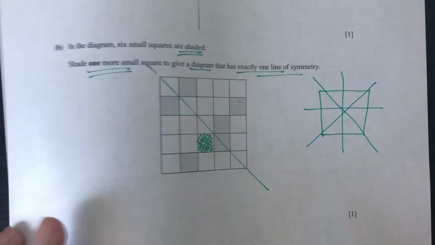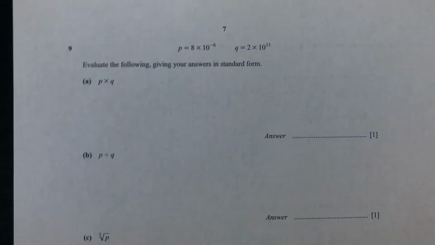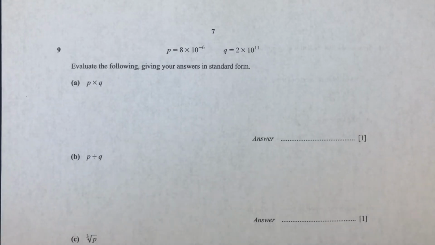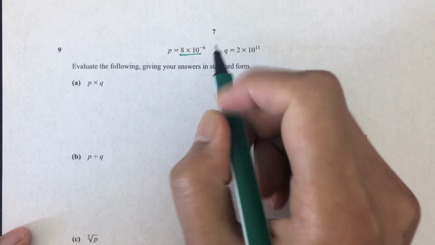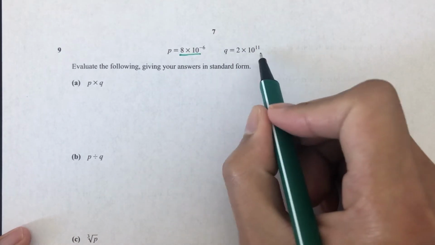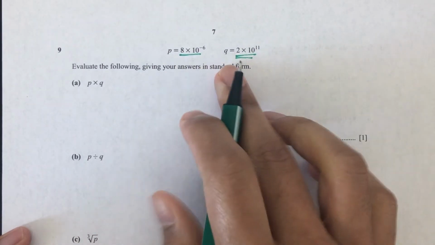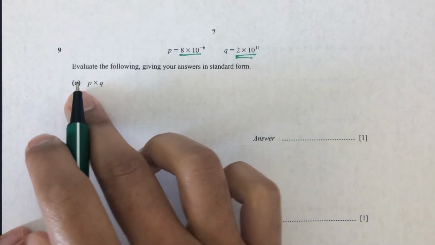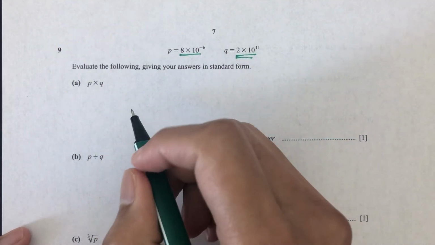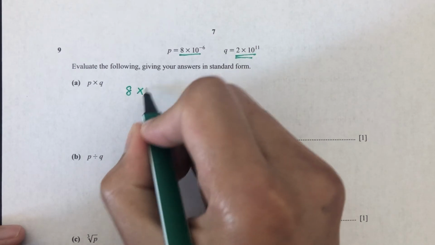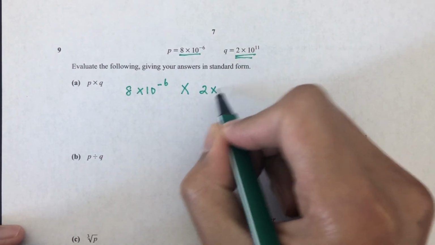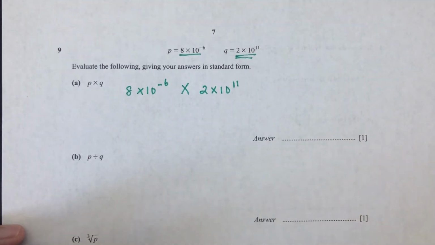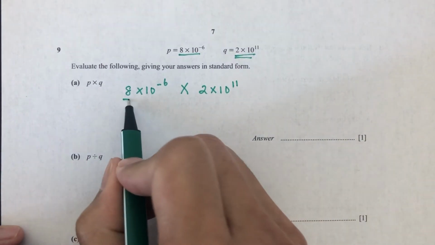So now moving on to question number 9. So for question number 9, we have standard form. So we have P equal to 8 times 10 power minus 6. Q is equal to 2 times 10 power 11. So those are the two numbers that we have. Part A, find P times Q. So P is 8 times 10 to the power of minus 6 times 2 times 10 to the power of 11. So we first have to multiply the two numbers.